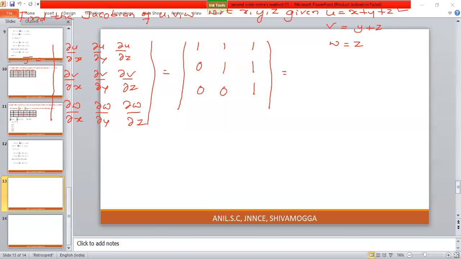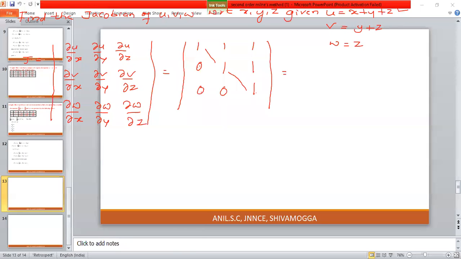Yes, sir. Okay. What is the value of this determinant? We need not expand this. 1, 1, 1. So there are two diagonals. This is the diagonal from left top to right bottom, and all the elements here, 0, 0, 0. All elements to the left of the diagonal are equal to 0. In such cases, the value of the determinant is the product of all the three elements in the principal diagonal.